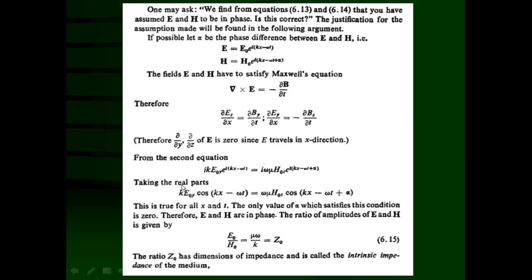So when electromagnetic waves are propagating in a medium, the amplitude ratio of the electric field to the magnetic field is equal to mu omega upon k, and that is nothing but the characteristic of the medium, and that's why it is called the intrinsic impedance of the medium. You know that omega upon k is nothing but the wave velocity. So this can be said to be mu into v. Mu is the permeability of the medium and v is the phase velocity of electromagnetic waves in a particular medium. So this is the characteristic of the medium, and that is designated as the intrinsic impedance of the medium.